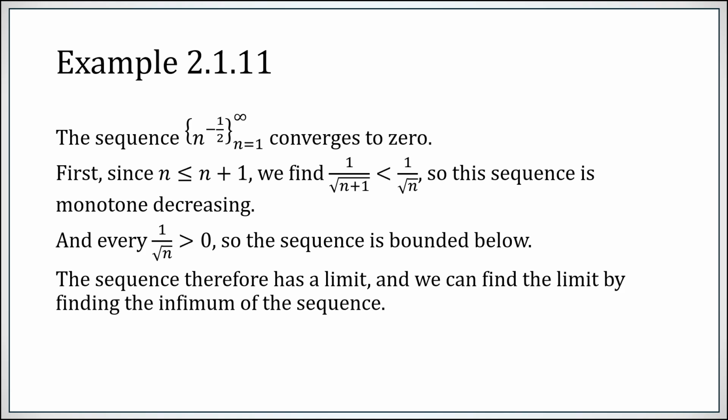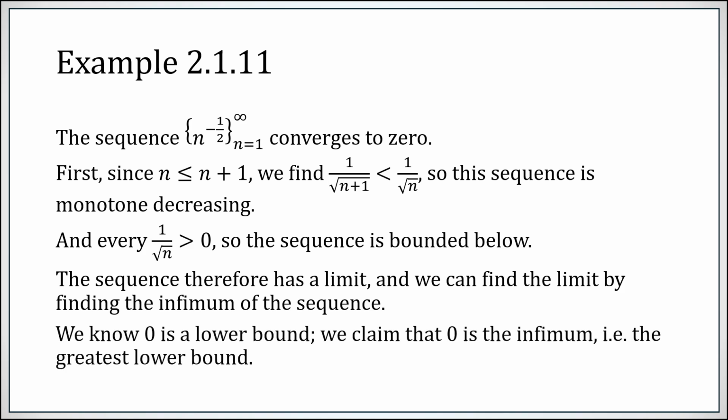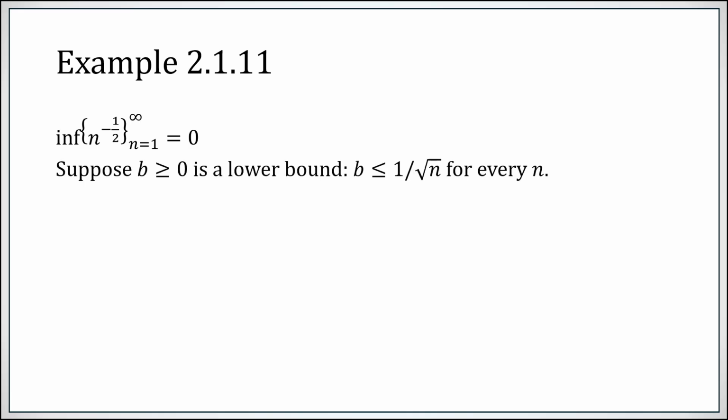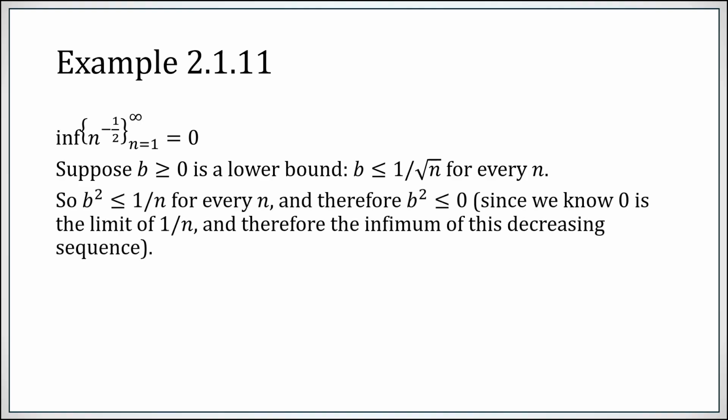And in fact, all we have to do is find the infimum. We know 0 is a lower bound. We claim that it's actually the infimum, so it's the biggest lower bound. So we want to claim that the infimum of this sequence is 0. So suppose you have a number b bigger than or equal to 0, which is a lower bound. So this number must be less than or equal to every 1 over root n. Squaring both sides, b squared must be less than or equal to 1 over n.